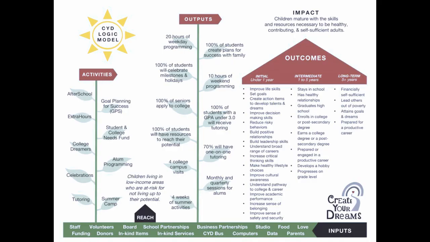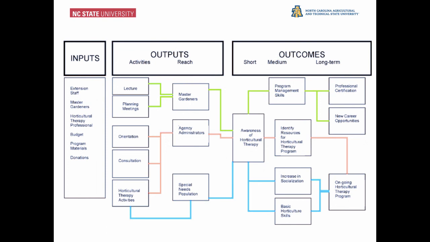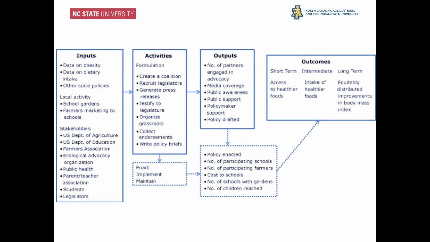Here's another more creative example of a logic model. All logic models don't have to be necessarily in the exact same format. In this logic model, they use different colored lines to show the different links between the outputs and outcomes. And here's one more example.